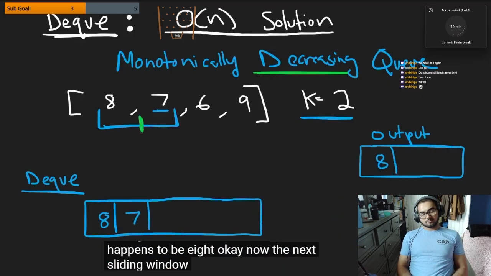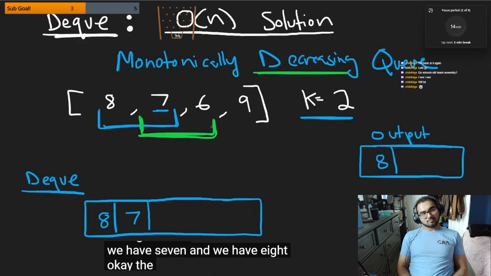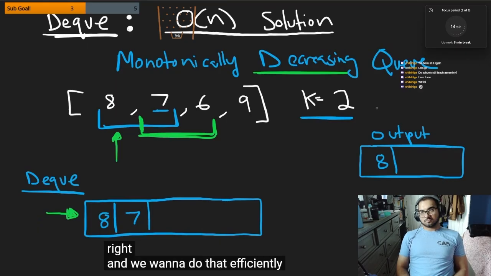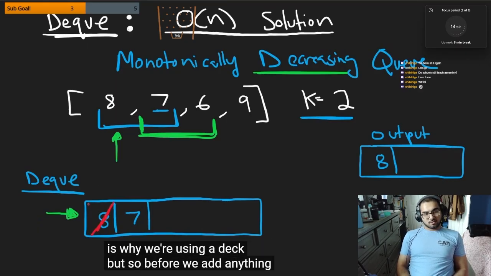Okay, now the next sliding window, we have 7 and we have 8. The first thing to notice is that the 8 is no longer in bounds. So we've got to pop from over here, right? And we want to do that efficiently, which is why we're using a deque. So before we add anything, we pop.